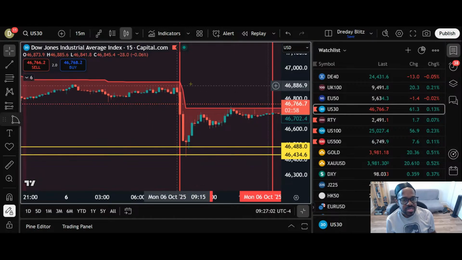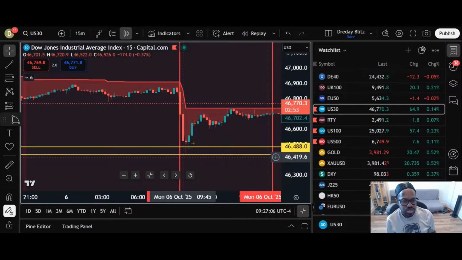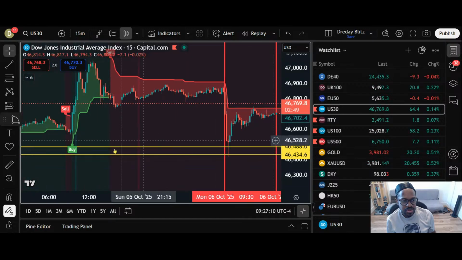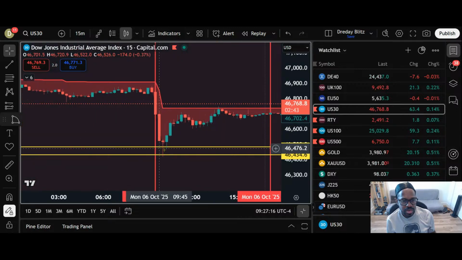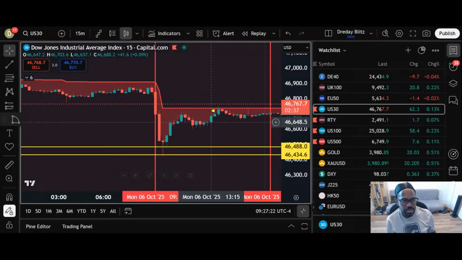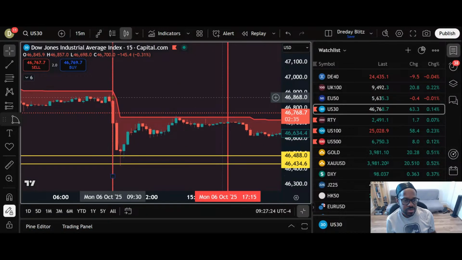But basically, the entry was right here, and I got out at around this region here. When you see those two lines here, that was the previous day POC and VWAP. That was Friday's POC and VWAP. So we went straight there and started to bounce off of it. So I already got out here before the bounce. So that trade was basically 5% overall.